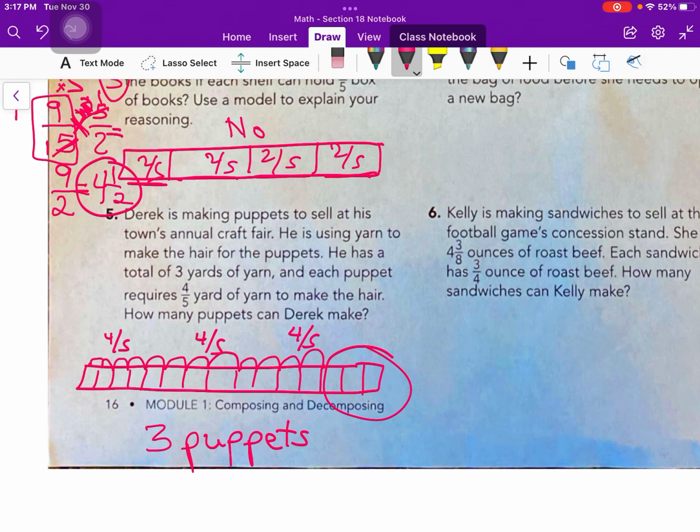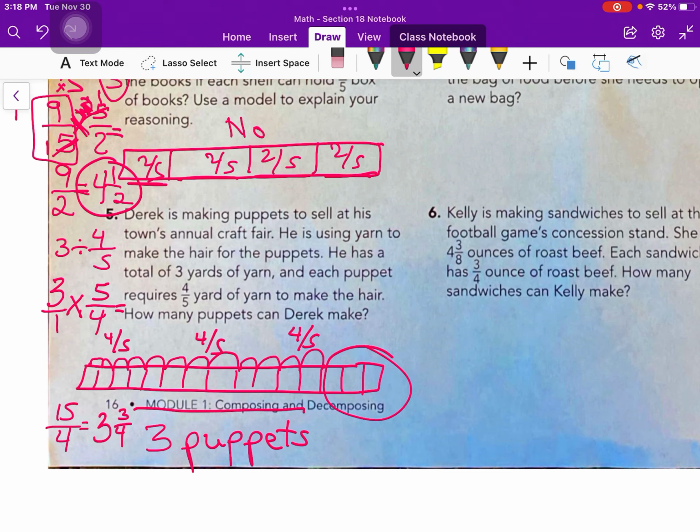I could have also done the keep, change, flip. I could have started with my 3, which is the same as 3 over 1. And I could have taken 3 divided by 4/5, because that's basically what I want to know. How many 4/5 are in 3? So I could keep the 3, I could change the sign, and I could flip the fraction. And if I multiplied that out, I'd get 15/4, which changes to 3 3/4.